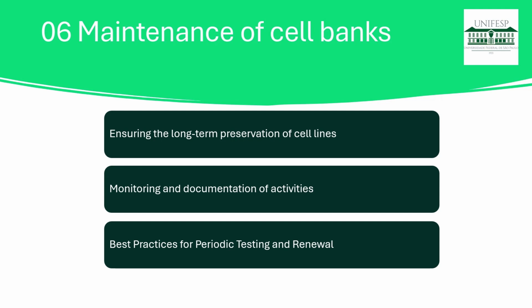The primary objective of cell bank maintenance is to ensure the long-term preservation of cell lines. This involves storing the cells in conditions that maintain their viability, genetic stability, and functional properties. Cell banks are typically kept at cryogenic temperatures, often using liquid nitrogen or specialized freezers, like plate freezers from single-use support. The cell bank activities require diligent monitoring and documentation.